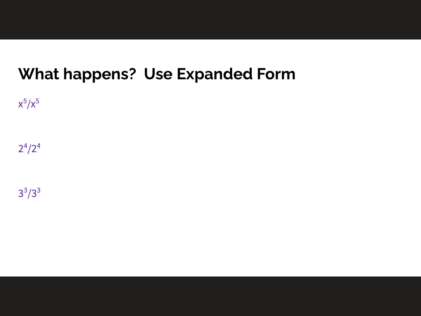Okay, so let's look at this. We're going to use the expanded form to try to understand this. What happens if I have x to the fifth divided by x to the fifth? That's x times x times x times x times x divided by x times x times x times x times x. If you remember, every time we have an x on top and an x on the bottom, we can cancel them, because x divided by x just gives us 1. And that gives us 1 and 1 and 1 and 1. So in the end, we're just left with 1.